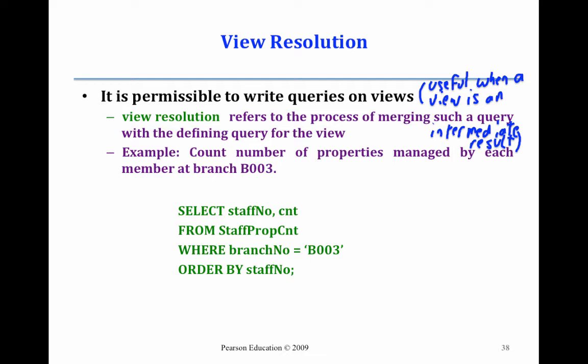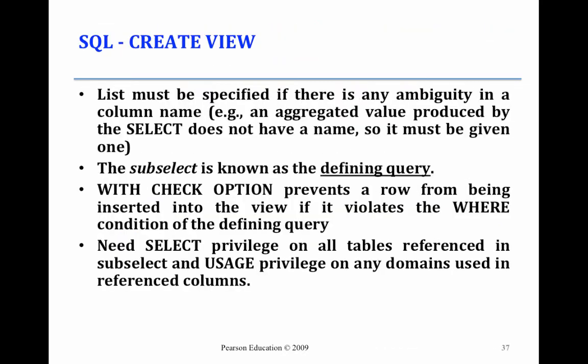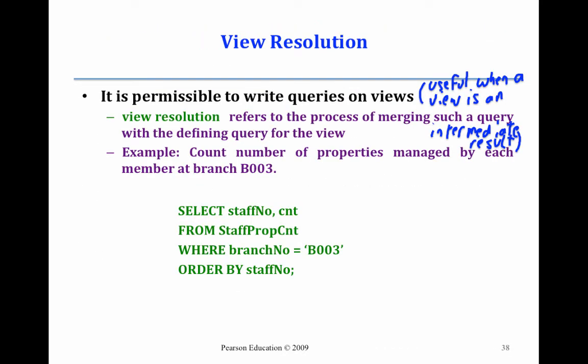Okay, so here's one where we only care about the staff members from branch number 3. So before, we had the staff from every branch. Now, we are further restricting it to the staff from branch number 3. But we're still doing it based on our staff property count.